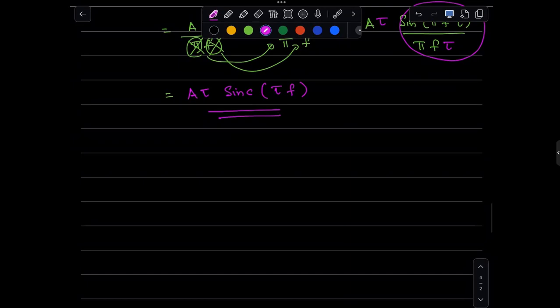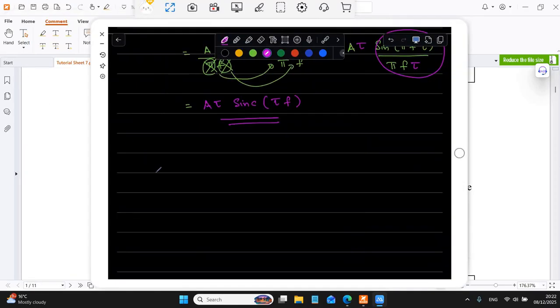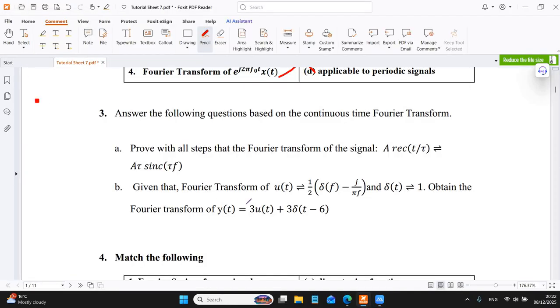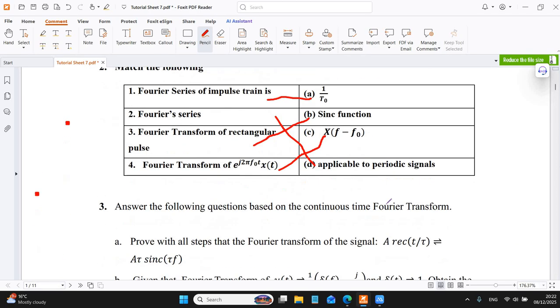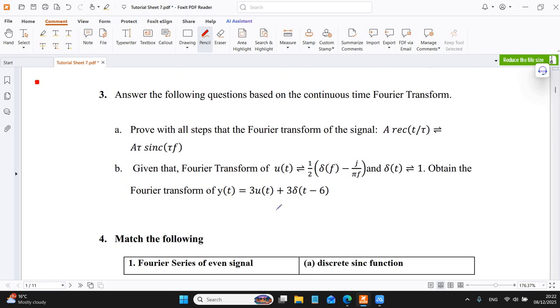Okay, next we will see what is the second part of this question. You see here the second part of the question. I think it is somewhat similar to the first question. So I will write it down, then I will show you.